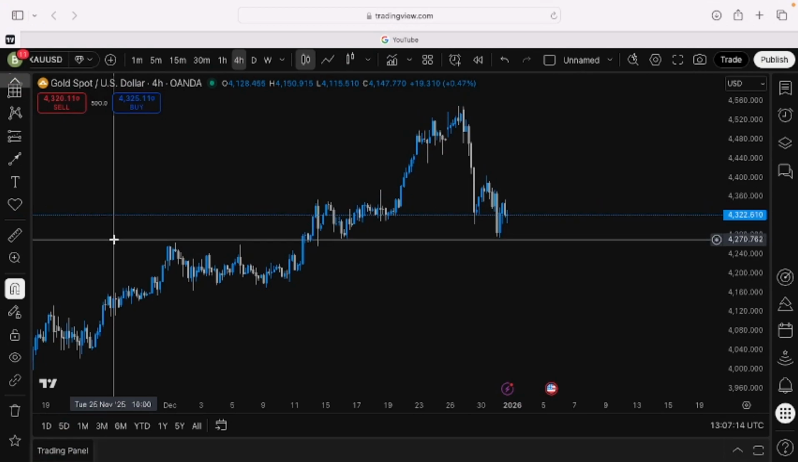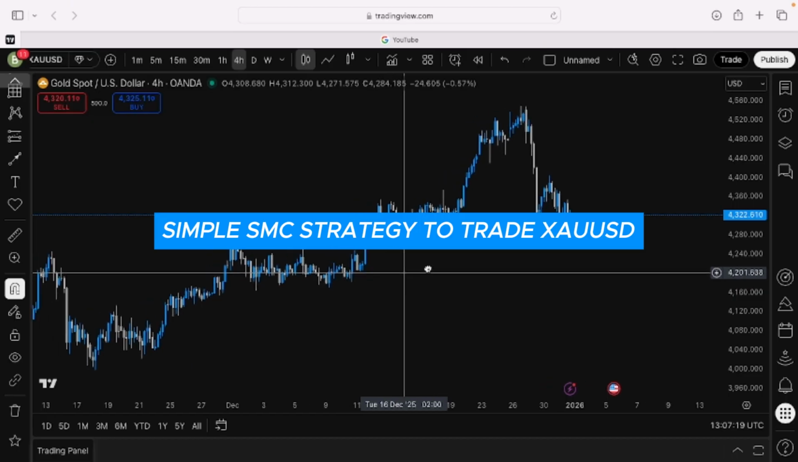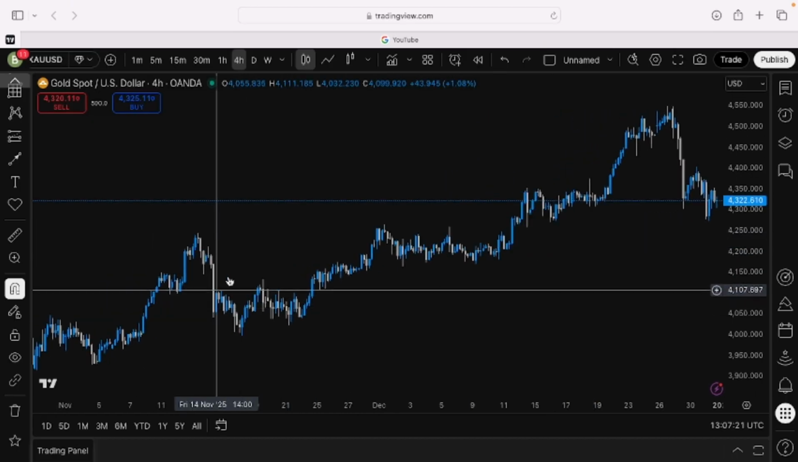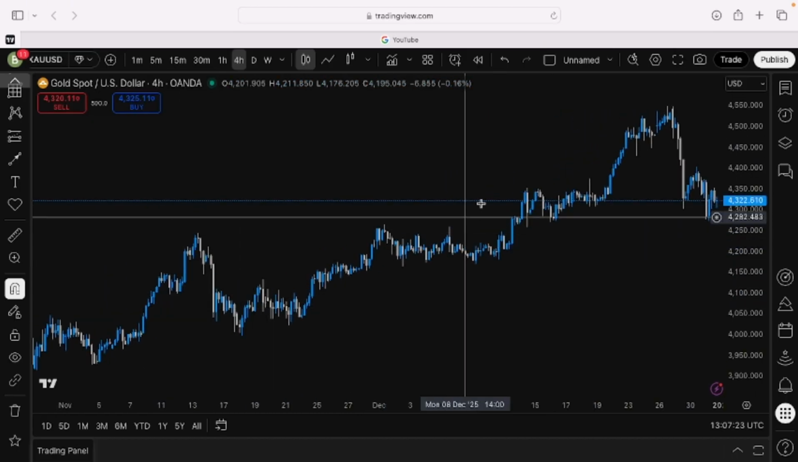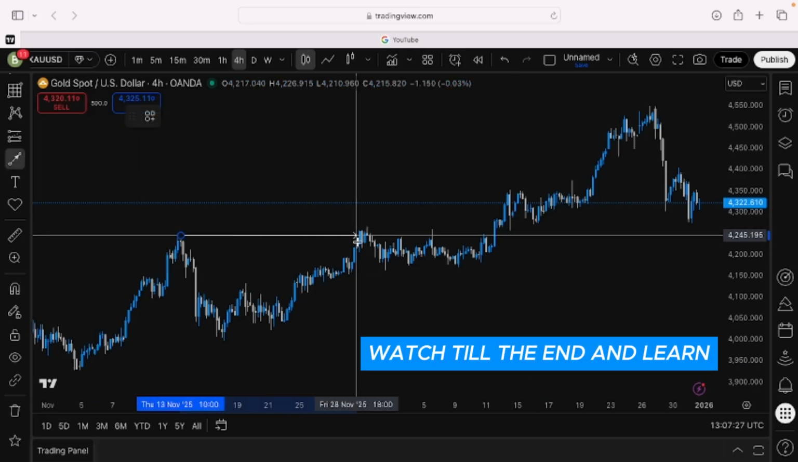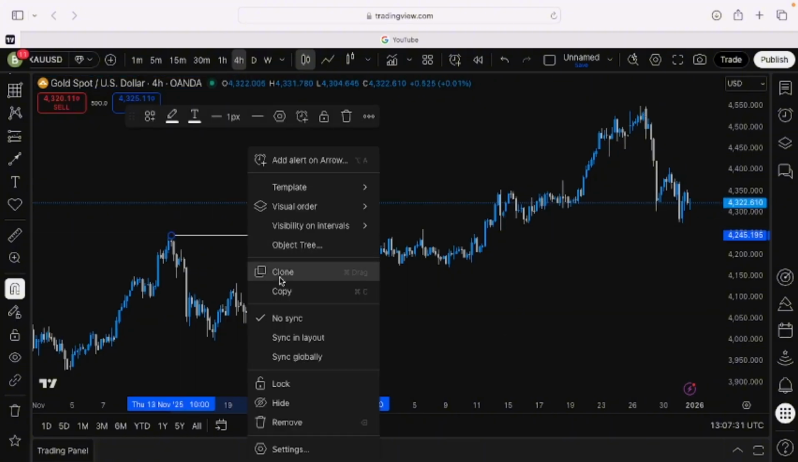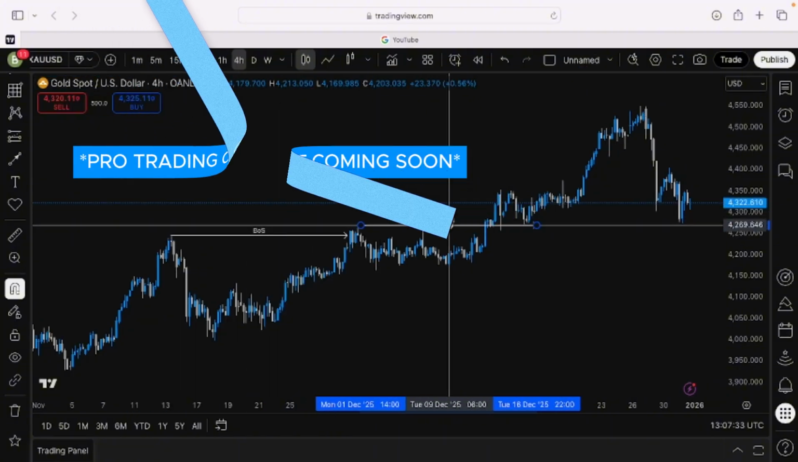Okay guys, let's have a look at gold, of which this is my favorite instrument right here. And as you can see, the market was pushing up, creating those higher highs and higher lows. And then we can start off from here. So we had a break of structure right here, and another break of structure came up around this point here.